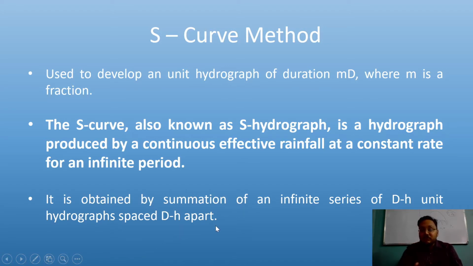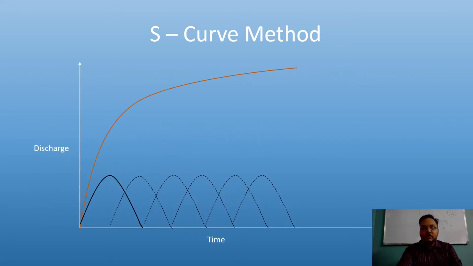So the hydrographs need to be spaced by D hours apart, and as it is a D-hour unit hydrograph, we will keep on adding the ordinates, and the summation will give us the S curve. This particular thing is a diagram of the S curve. If you are given this unit hydrograph, just keep on lagging it and then finally add all of them so as to get this curve known as the S curve.